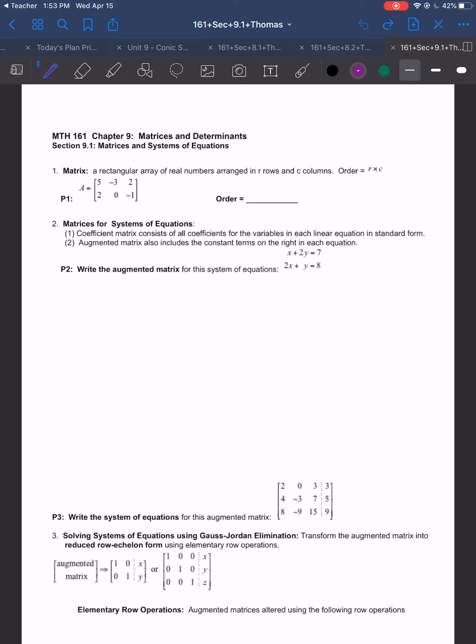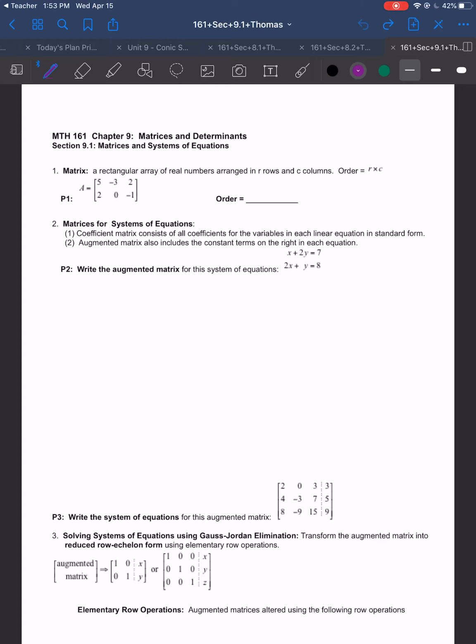In this video, we're going to cover section 9.1, which is matrices and using systems of equations. So a matrix is a rectangular array of real numbers arranged in rows and columns, and we're going to denote the rows with R and the columns with C. And your order is going to be R times C, so however many rows there are times the number of columns.